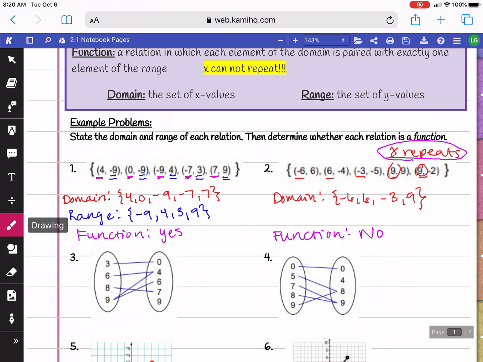We also want to state our range or our y values. So here our y values are 6, -4, -5, 9, and -2.